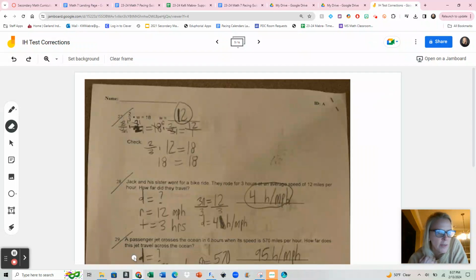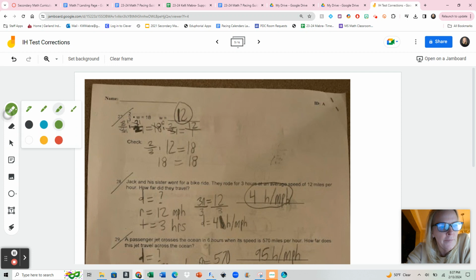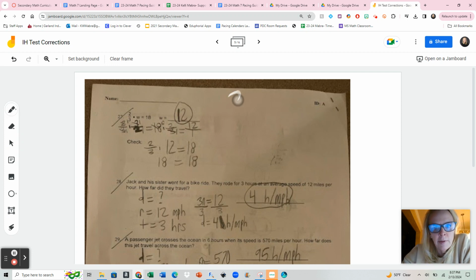All right, on number 27, we have yet again another fraction. I'm seeing a pattern here that fractions are a little bit more difficult, which is normal because fractions are more difficult for most students. So we have 2/3 times W equals 18. Hang on, let me rewrite it.